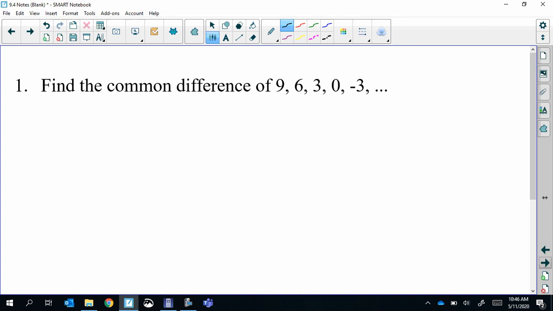All right, so let's start by finding the common difference. This goes from 9, 6, 3, 0, negative 3. It's changing by negative 3 each time. So that's the common difference: d equals negative 3. It's going down by 3.